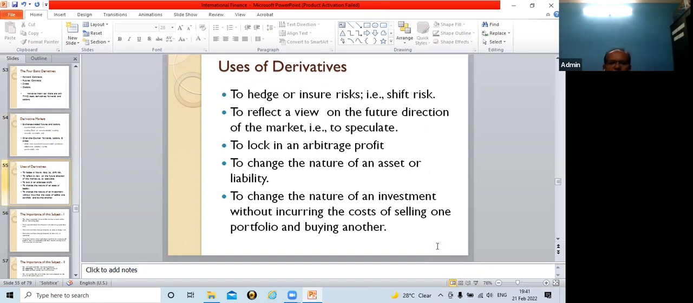Then uses of derivatives. What are the uses of derivatives? Please note down this slide. Number 1, to hedge or insure risk, that is, shift risk. Shifting risk means what? One person is accepting risk and the same person is transferring risk to another party. That is known as shifting risk.